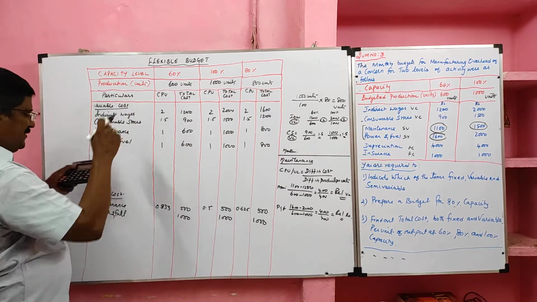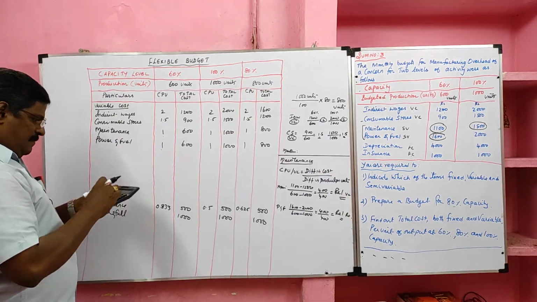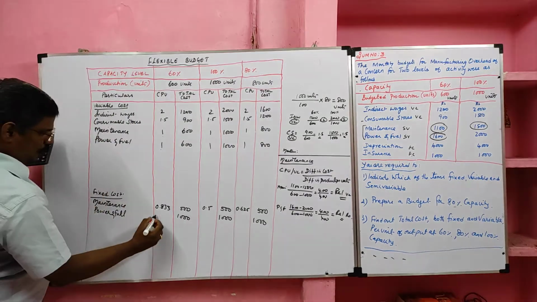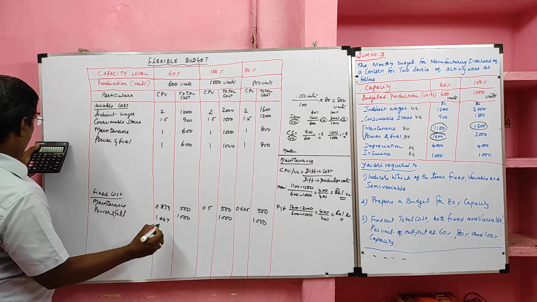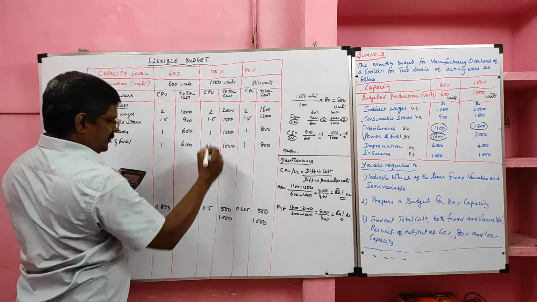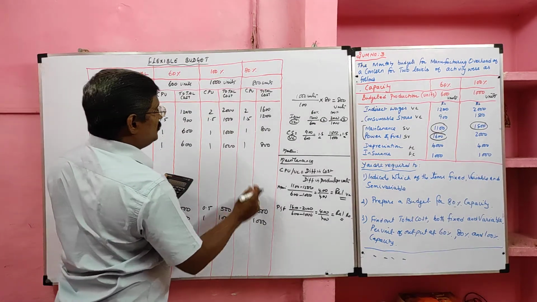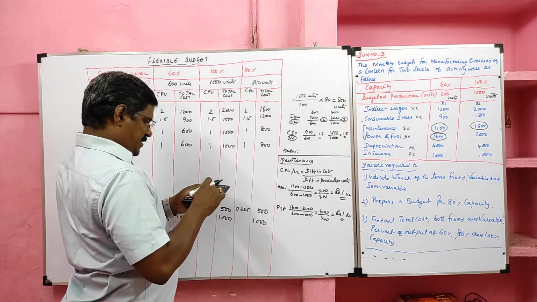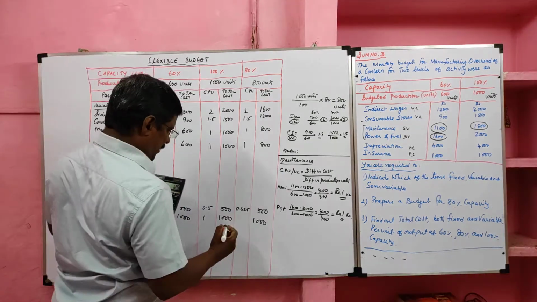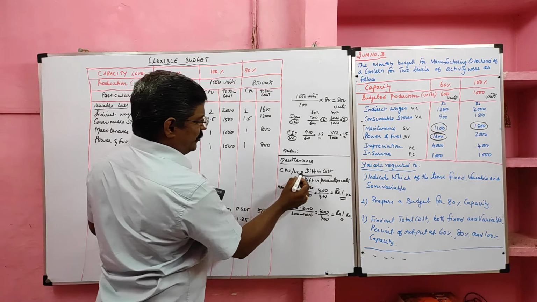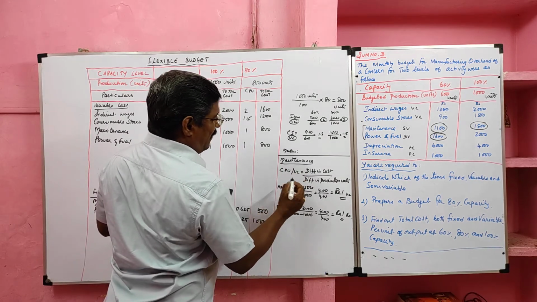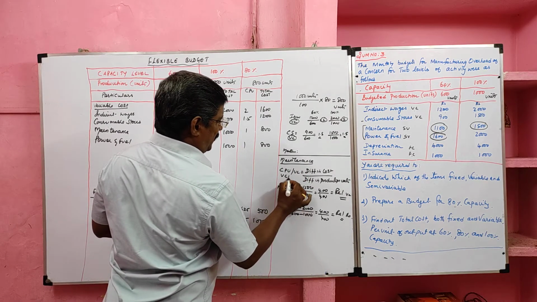So 1000 divided by 600 will get 1.667. Okay. Then 1000 divided by 1000, 1. 1000 divided by 800, we are getting 1.25. Students, here by using the following formula, we can get a variable cost per unit.